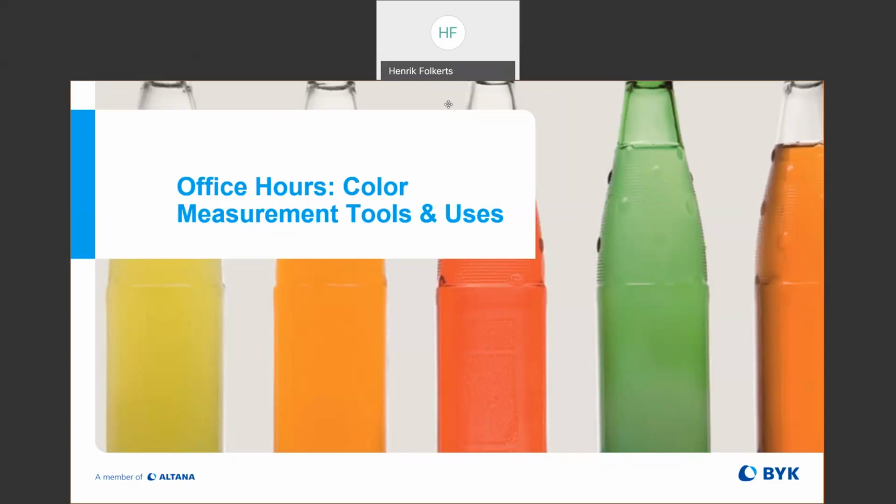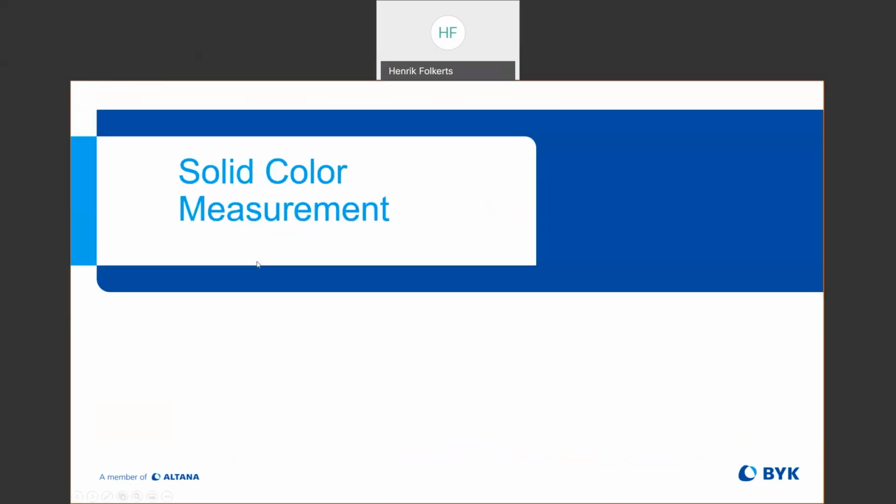So to start out with, we're going to talk about solid color measurement. By solid color, we mean basically anything that only has absorption pigments in them. Absorption pigments are just pigments that make things a certain color. We're not talking about effect pigments right now, like metallics or anything that causes a sparkly effect, just regular, plain old colored material. So that's what you would use one of these solid color instruments for.